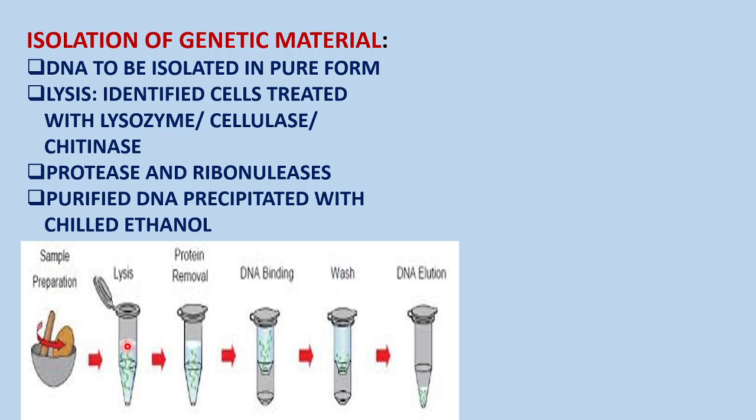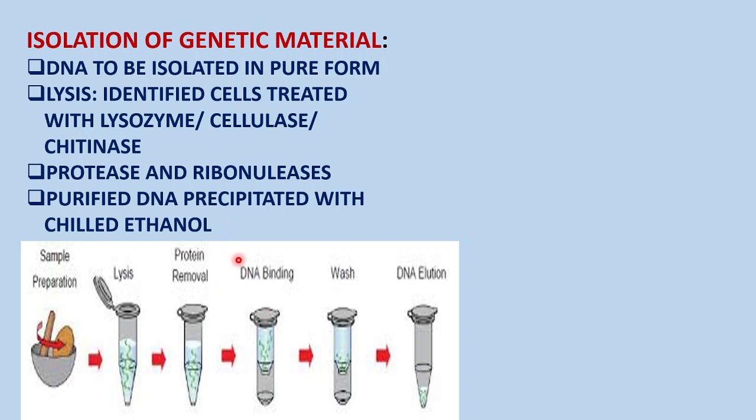That is lysis, after which we will add the components containing the enzymes, cellulase, because what did I give as the example? Onion. After adding cellulase, what will happen? The cell wall will be dissolved. Expectedly, the cell wall has dissolved within this tube. Then protease will be added, that will remove the protein, followed by ribonucleases, which will dissolve the ribonucleic acid.